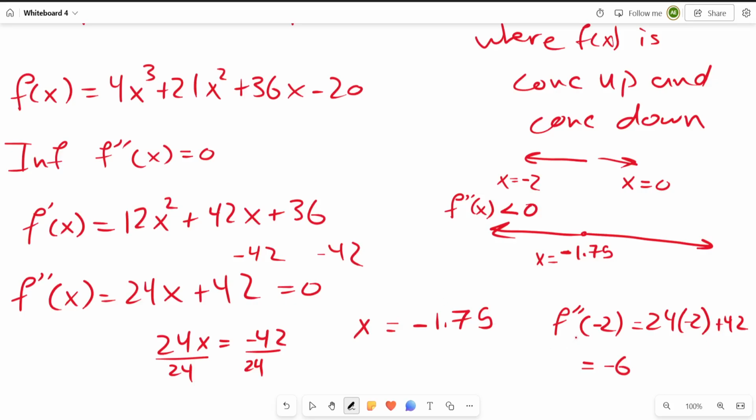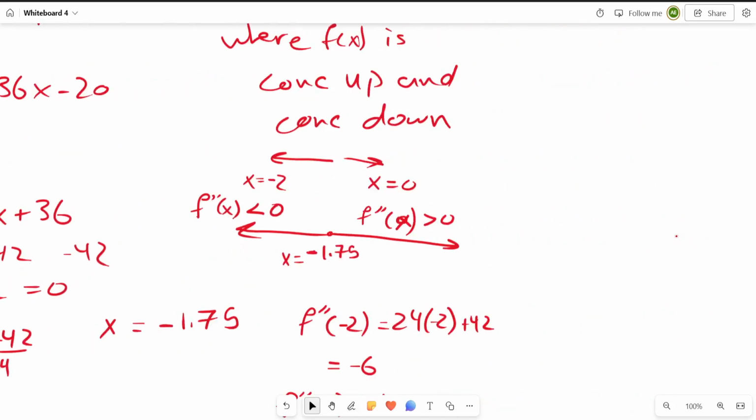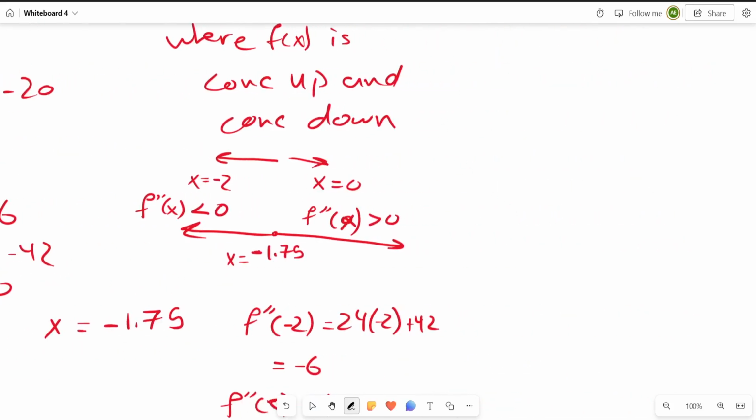So we test it in the second derivative, f double dash of 0. So when I replace x with 0, this is going to cancel, and I'm going to end up with a positive 42. So I know that my answer is 42, which is a positive number. So f double dash of 0, or of x on this interval, is greater than 0. So we know that the function is concave down when f double dash of x is less than 0.